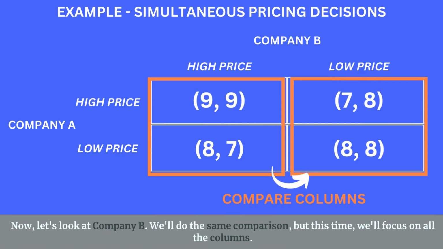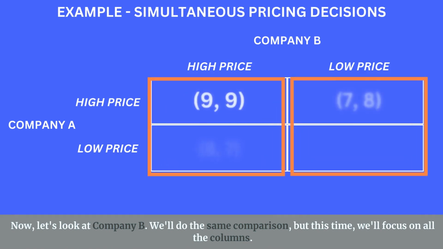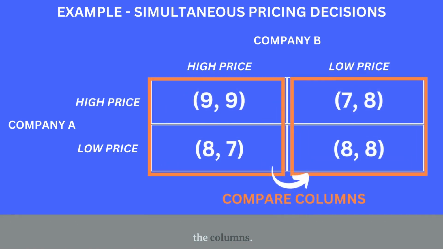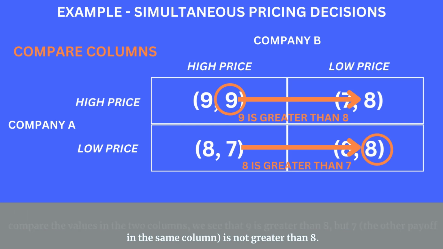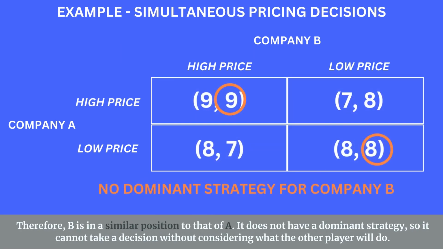We'll do the same comparison, but this time, we'll focus on all the columns. We'll compare the payoff values in corresponding cells across different columns. When we compare the values in the two columns, we see that 9 is greater than 8, but 7, the other payoff in the same column, is not greater than 8. Therefore, B is in a similar position to that of A. It does not have a dominant strategy, so it cannot take a decision without considering what the other player will do.